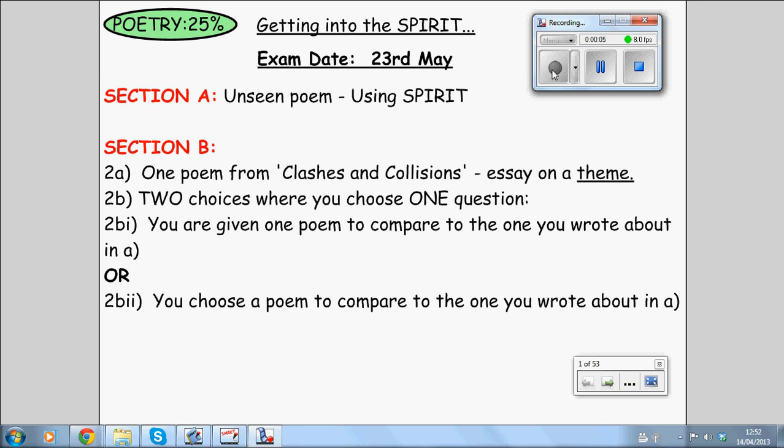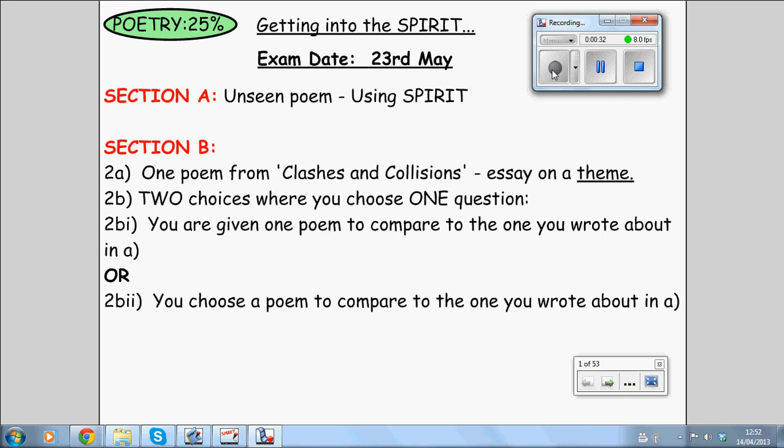Your poetry exam is on the 23rd of May, and there are two sections in this exam. Section A will be an unseen poem, a poem that you will probably never have seen before, and in section B, you'll be answering two questions from the Clashes and Collisions part of the anthology, if that's what you've been studying. The unseen poem, you will need to use SPIRIT to answer that question, and we'll go through that in this tutorial now.